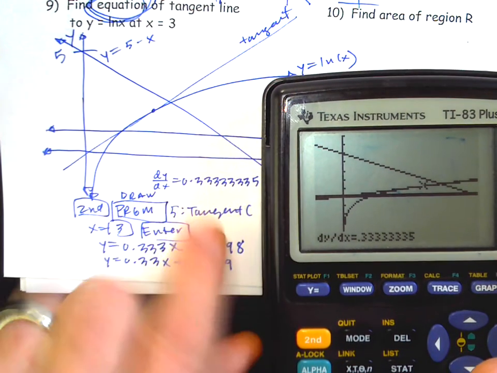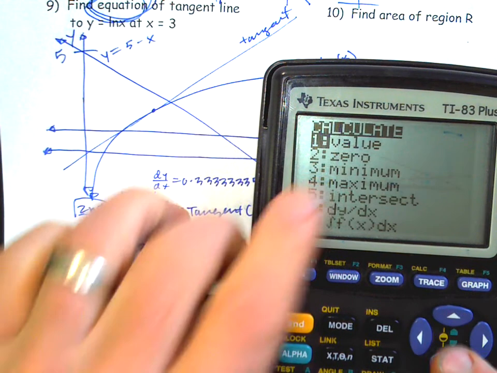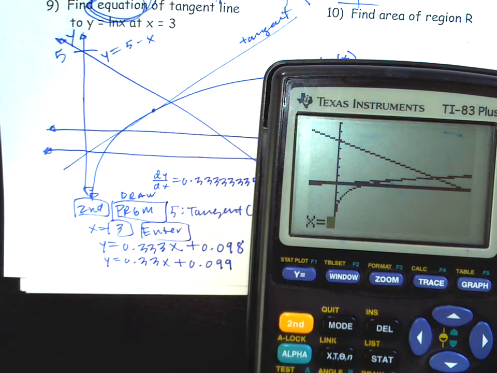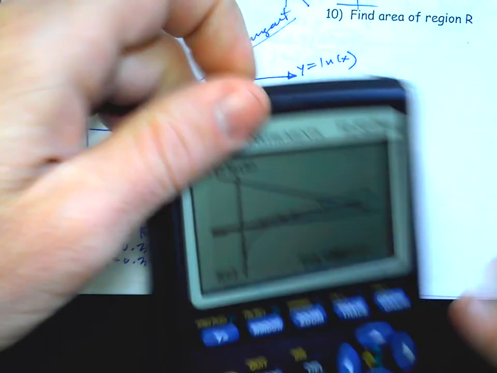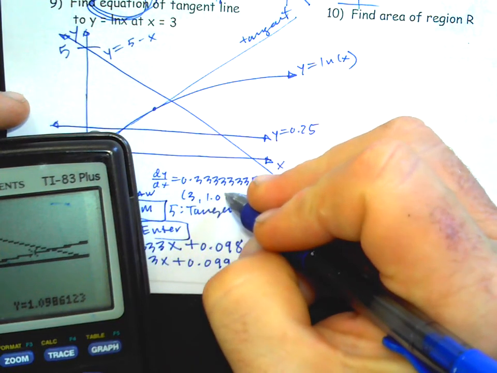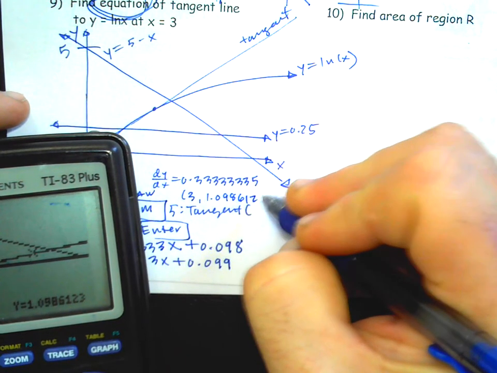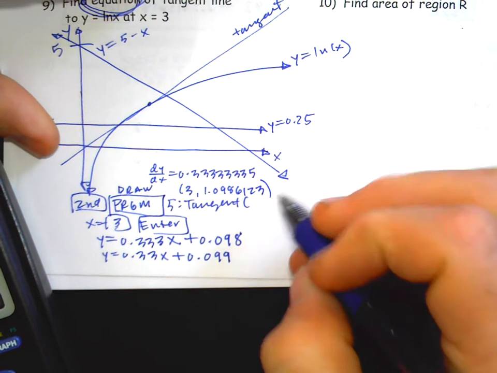We have the slope. The point would be second calculate value, or go to the table and type 3 in, and then it'll tell you what the XY pair is right there. So that's the point, you know. So 3, 0.1986123. And then the way that we're going to write equations of lines all the time is point-slope form.